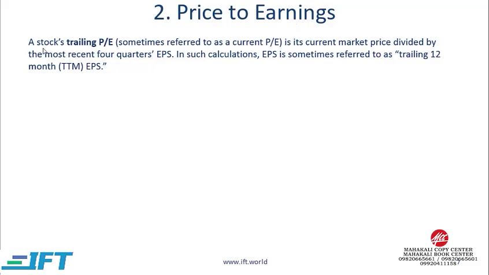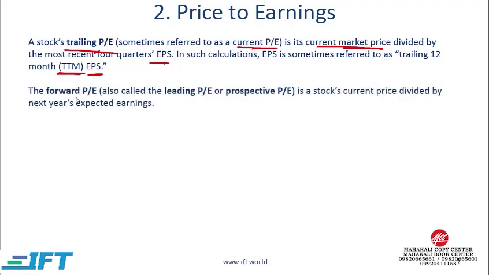Price to earnings. A stock's trailing PE ratio, sometimes referred to as the current PE, is its current market price divided by the most recent 4 quarters EPS, or earnings per share. In such calculations, EPS is sometimes referred to as trailing 12 months, or TTM EPS.